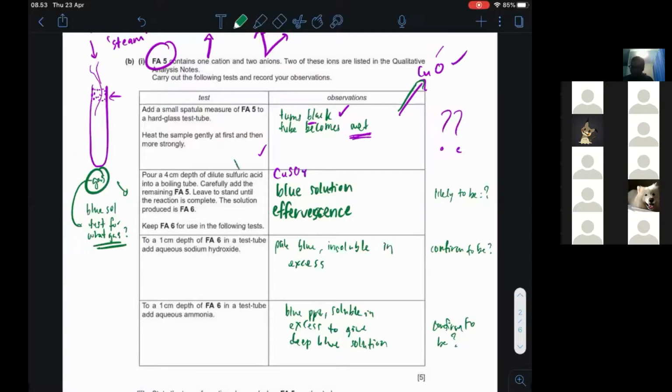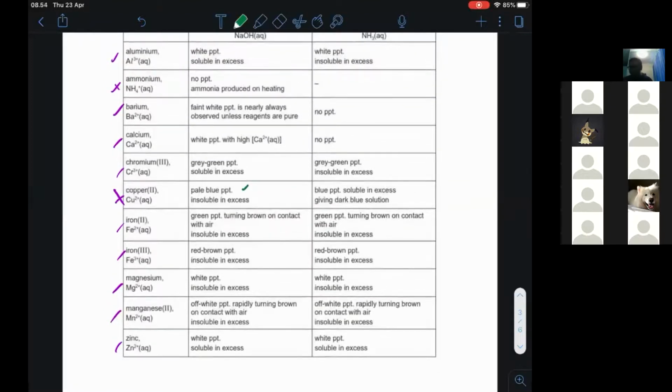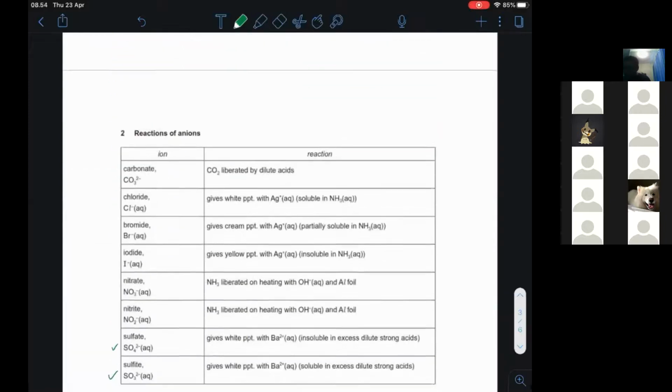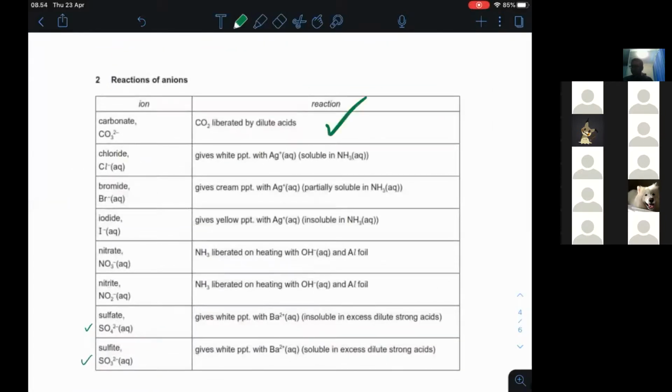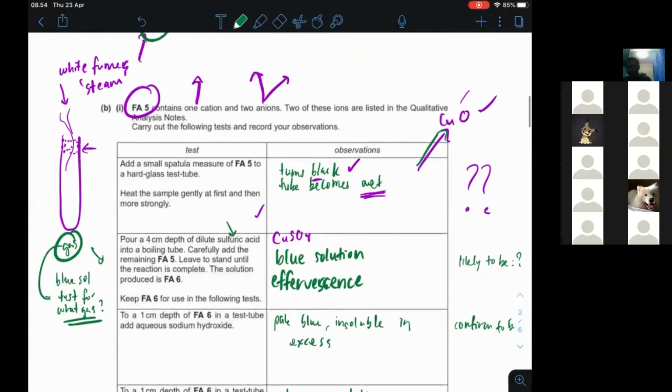I don't know, sir. Okay, just take note. You are adding sulfuric acid, so you are not going to get sulfur dioxide. Or you can always check over here which one, when you add acid, gives you gas. There's only one that gives gas when you add acid. The rest is adding OH. So most likely it's going to be carbonate, but I'm still not sure.